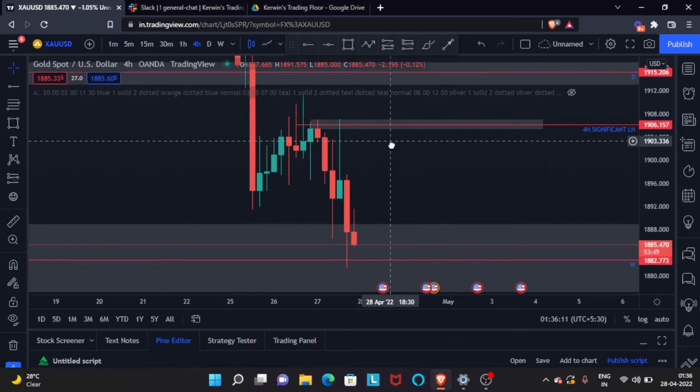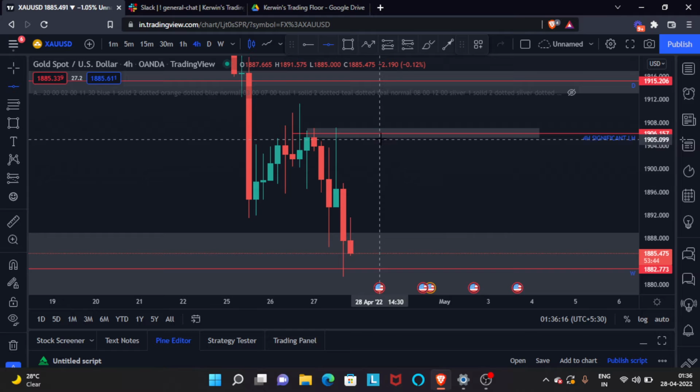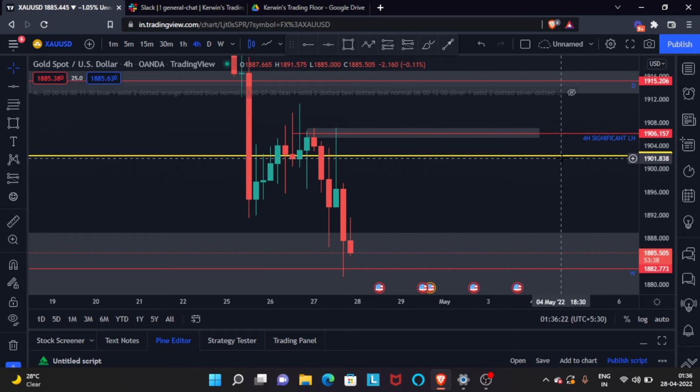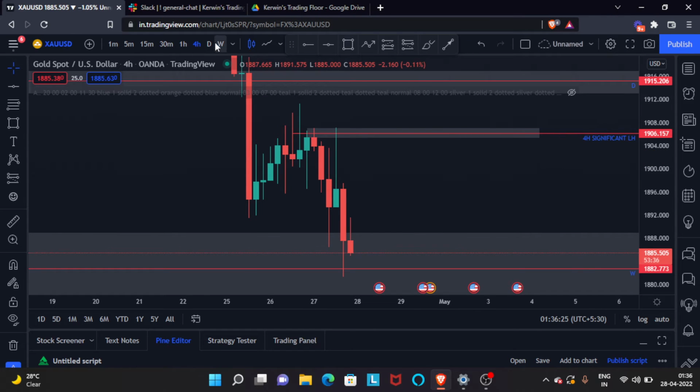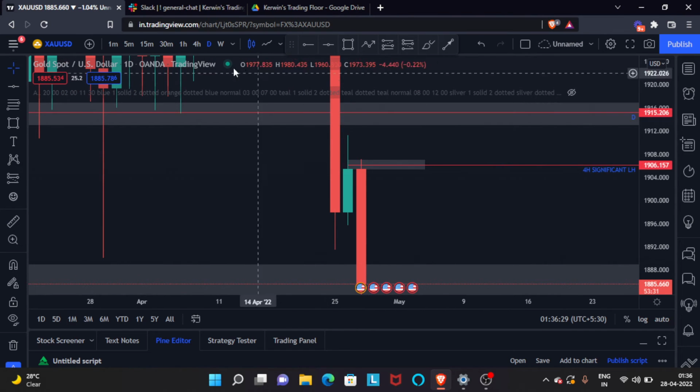Now we need to find out till where we can get the pullbacks usually, right? I'm expecting pullbacks under this region. Why? Because this is our area of significance, and along with that, if you check the daily time frame, you'll see that this is the previous candle's highs as well.